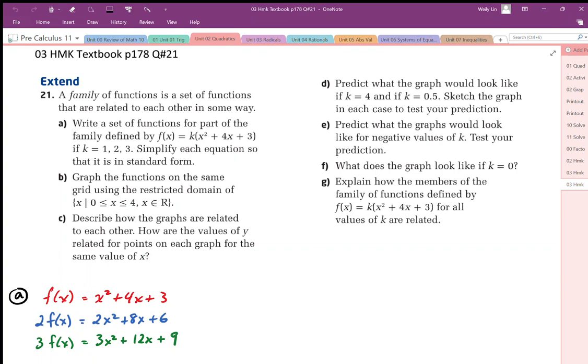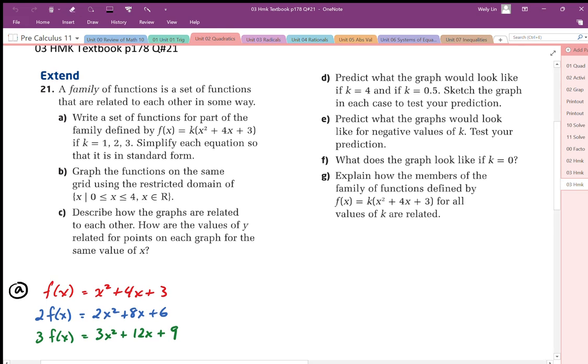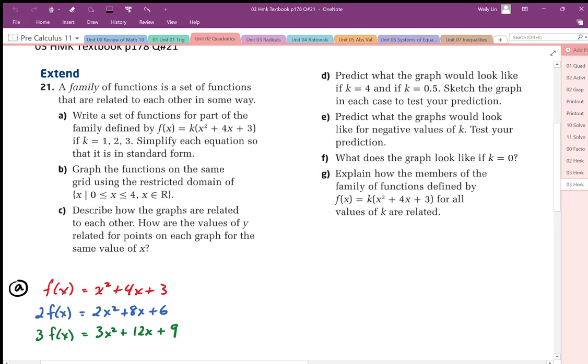Number 21 from page 178 says, a family of functions is a set of functions that are related to each other in some way. So we have the family of functions based on x squared plus 4x plus 3, and we have a k value, so we're going to replace k with 1, 2, and 3. And it asks us to simplify each equation and write it in its standard form.